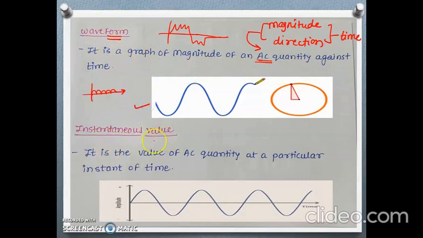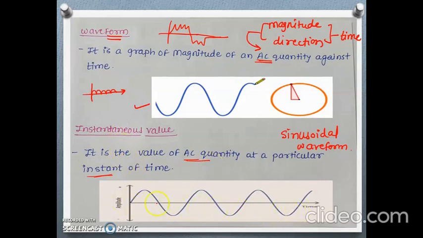Then instantaneous value. The instantaneous value of AC quantity is the value of AC quantity at a particular instant of time. Suppose we have this AC waveform, sinusoidal waveform, as it represents a sine quantity, so the waveform is known as sinusoidal waveform. In the upcoming slides, we will discuss the various types of waveform also. Instantaneous name suggests that it is the value of AC quantity at a particular instant.